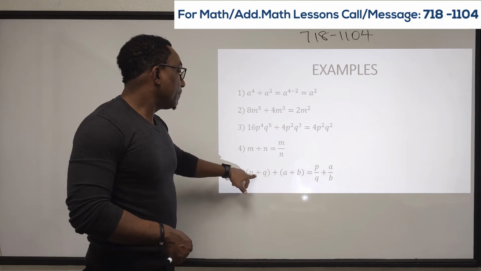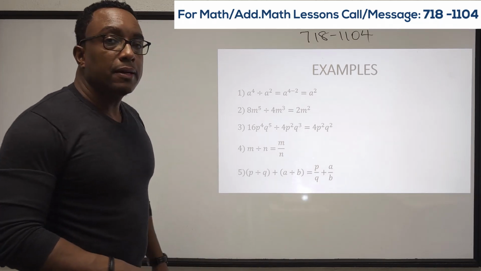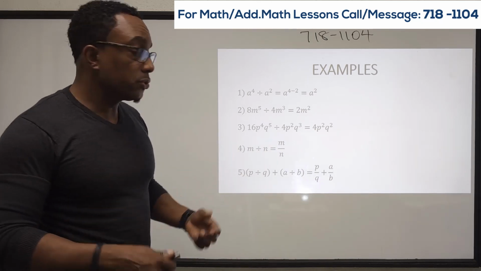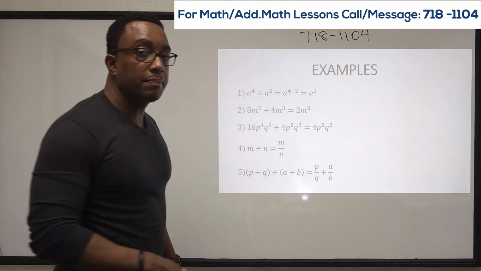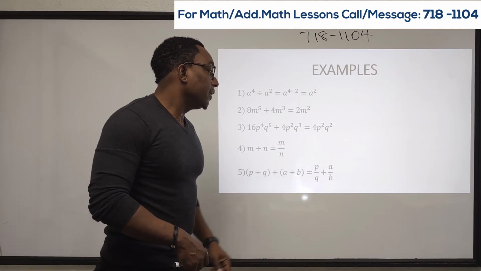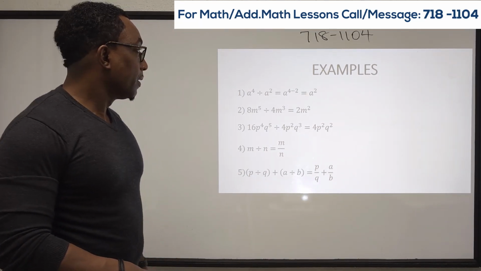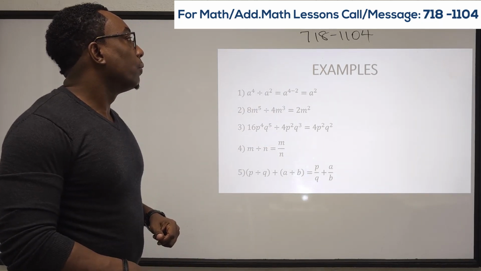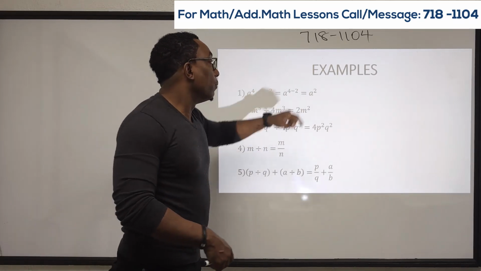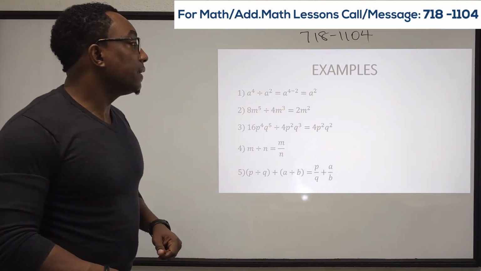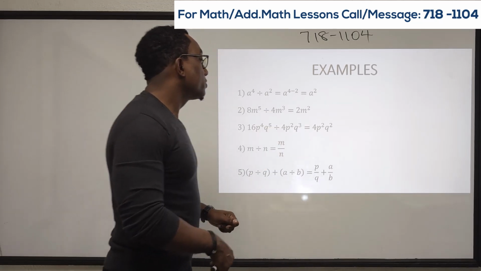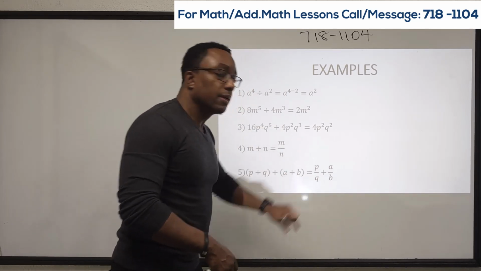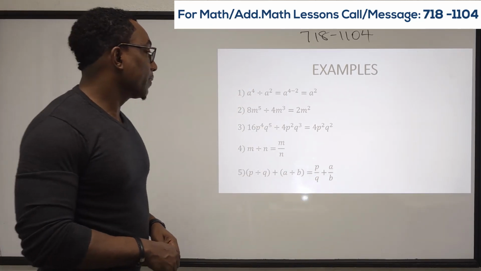If you have p divided by q plus a divided by b, this here is the same as p over q. You have different variables, so we can express it as p over q, p divided by q, plus a divided by b. So in this case, when we're dividing, we have one term, hence one expression. Two terms in that algebraic expression. Alright?